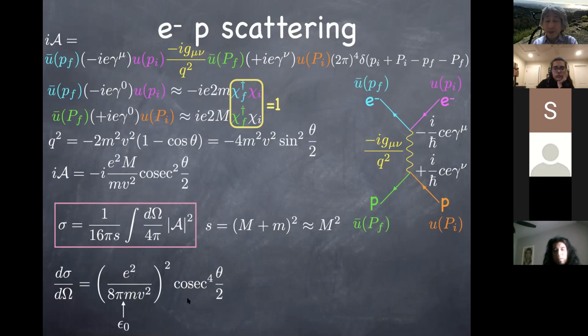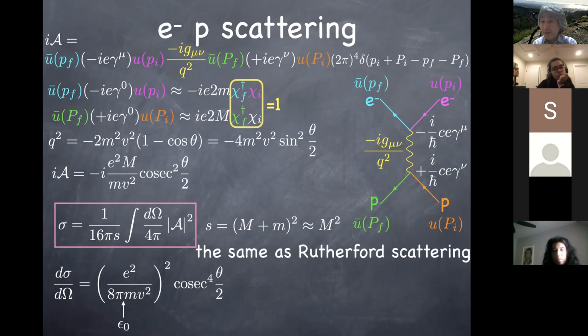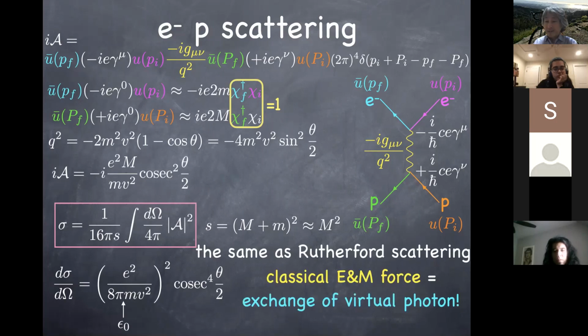And once you do this expression, you might say, oh, this looks familiar because this is exactly the same expression for the Rutherford scattering you have worked out in classical mechanics class. And this is a new revelation. So in classical E&M, we talked about forces, solved Newton's equation, worked out the cross-section, and it comes out as this Rutherford scattering formula.